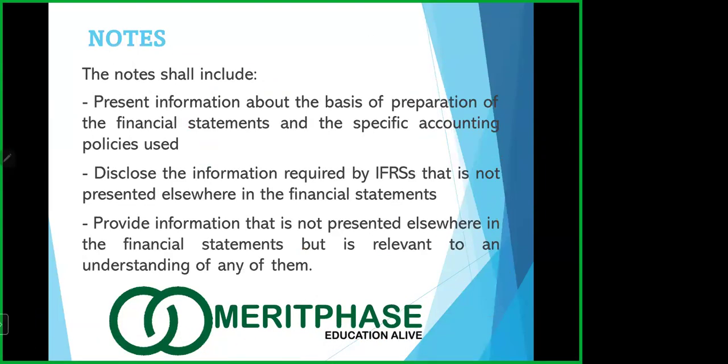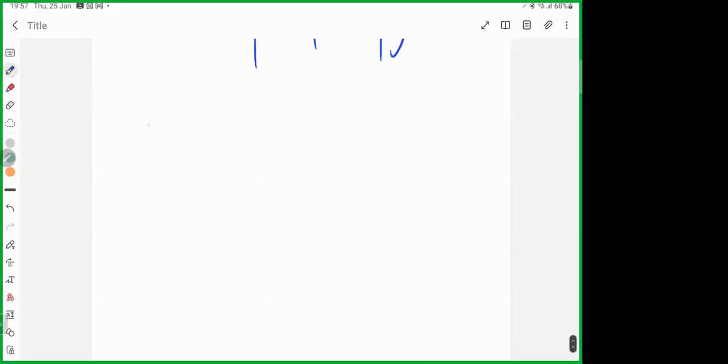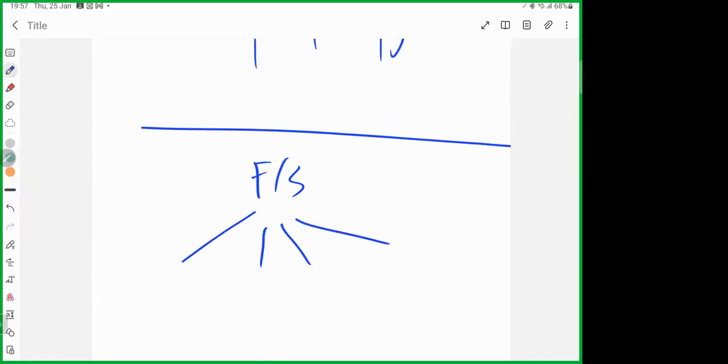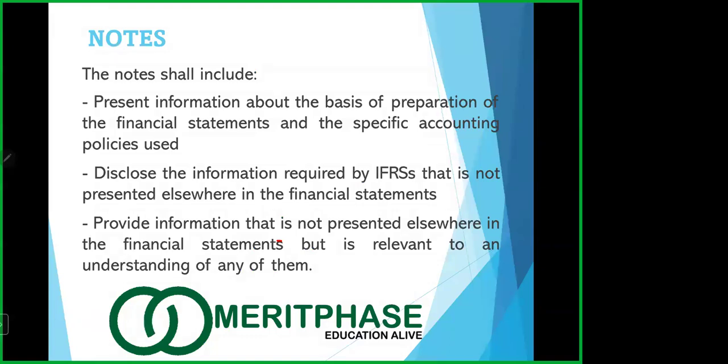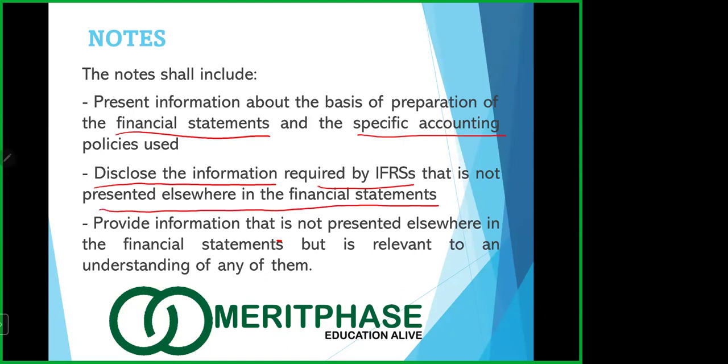Notes. You remember, I discussed with you all the financial statements have five components. And the fifth component is notes. The notes shall present information about the basis of preparation of the financial statements and the specific accounting policies. You will talk about accounting policies and the current way of preparing financial statements. And also you disclose the information required by IFRS that is not presented elsewhere in the financial statements, but is relevant to an understanding of any item. So this information you will present as notes.